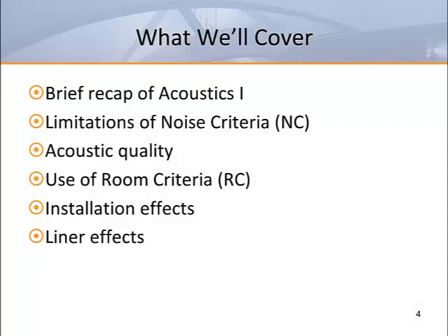After a brief recap of what we learned in Acoustics 1, we'll discuss the limitations of NC-based specifications. We'll also talk about acoustic quality and a different noise criteria called RC. We'll look at recommended installation techniques for terminal units and air outlets and see how lining materials also affect acoustical performance.